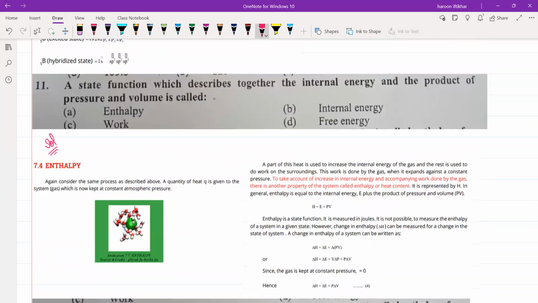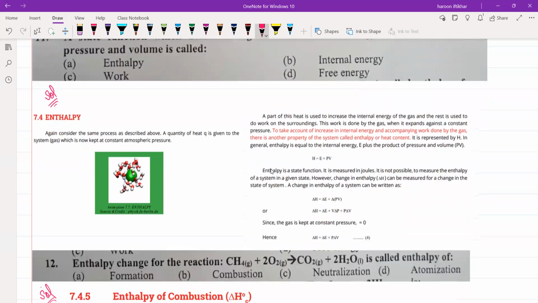A state function. Definitely, you're familiar with chapter 7, in which we know that a state function is the function in which we see the initial and final values only, independent of the route or the path followed. So, a state function which describes together the internal energy and the product of pressure and volume. So, here you go. U plus PV, the product of pressure and volume, is actually enthalpy. That's the right answer. You can see it over here as well.